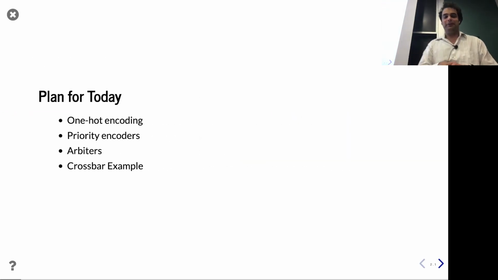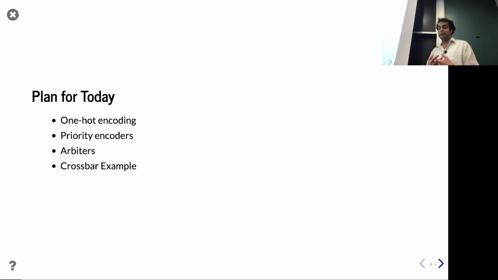So, what are we going to do? Well, we're going to talk about a few different forms of arbitration. You can see that's point number 3. Before we get there, we have a few things we want to cover first. Something called one-hot encoding, which perhaps you're familiar with in Verilog, and we'll talk about how to do that more elegantly in Chisel. Talk about priority encoders, and then finally talk about arbiters and a crossbar.